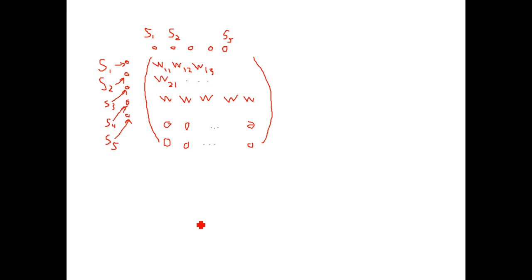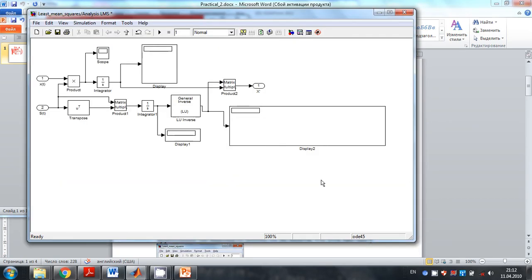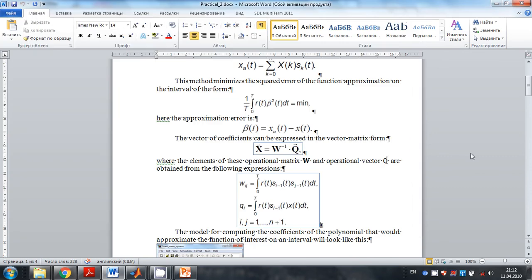Now, we use the transpose matrix multiplication. So at the output of this matrix multiplication, we've got a 5 by 5 matrix. Now we integrate this 5 by 5 matrix, and we get the W here, the matrix of the elements. We apply the general inverse to obtain this W raised to minus first power. So basically, we've got here the W raised to minus 1.